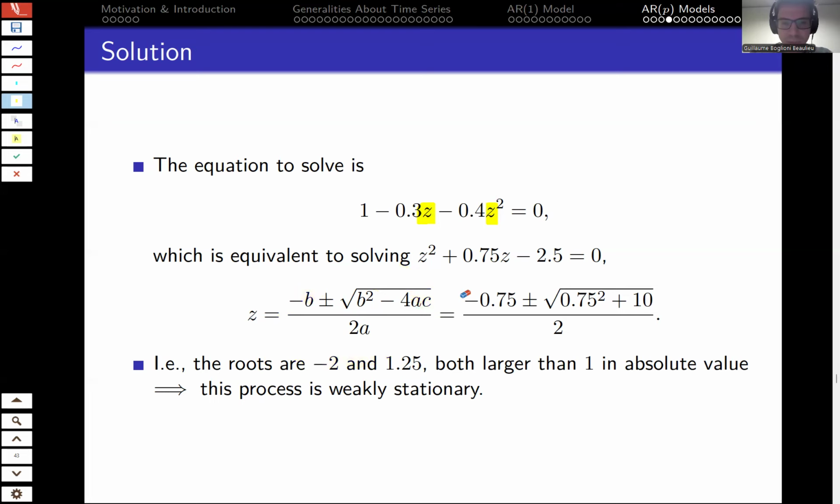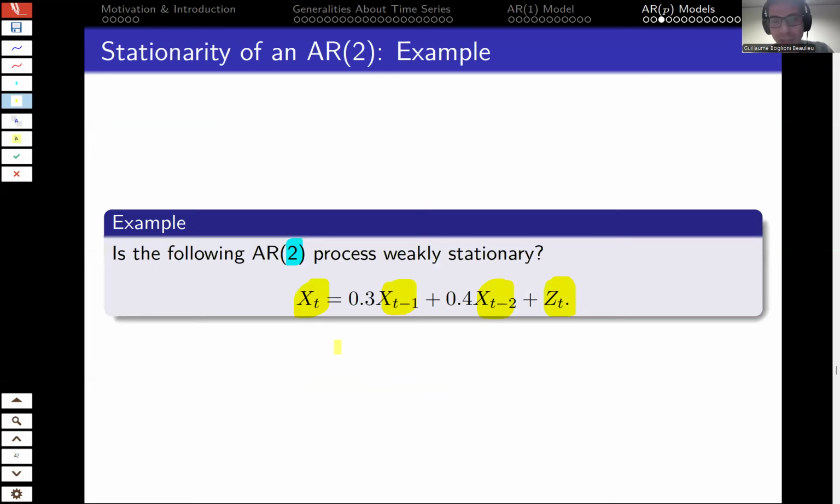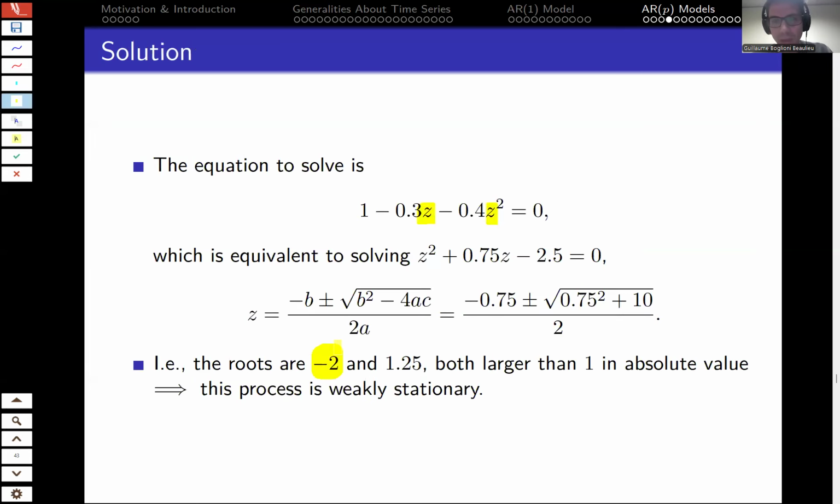I don't think there's too much to say about this. Minus 0.75, and so on. You can solve this. And here, just as a comment, the two roots we get are not complex. They are real numbers. But what I said before is that sometimes you could get a complex number. You would get a complex number if what's inside this square root was negative. But in this case, it's not the case. The roots are minus 1 and 1.25.